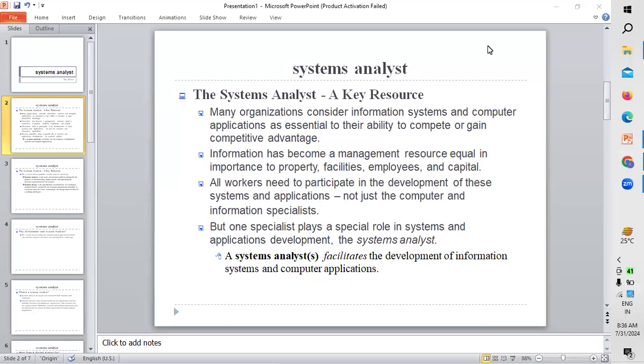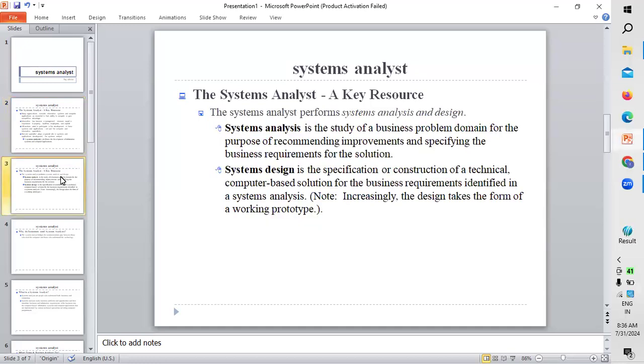So if you see a systems analyst as a key resource, whenever any organization wants to provide solutions to customer requirements, it's always important to have someone who can facilitate the development of information systems, followed by the computer applications. That's the reason why systems analysis, or analyzing the systems, is one of the key and important elements one must be good with nowadays. Now, before I get into the role of a systems analyst, let me explain from the systems analysis point of view.